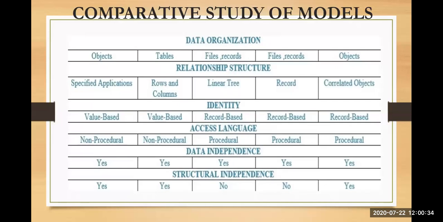Next is your access language. Access language is how you are going to access the model. Here we have non-procedural. In your ER model, there is no fixed procedure that whenever you are accessing, you have to follow a fixed structure only. Similarly, in your relational model also, it is non-procedural. There is no fixed structure. The only requirement is that the data has to be in the form of rows and columns.